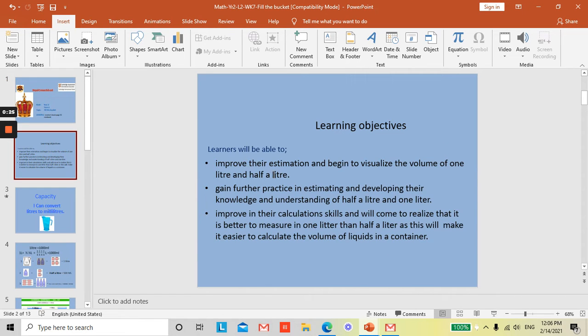Learners will be able to improve their estimation and begin to visualize the volume of 1 liter and half a liter. Gain further practice in estimating and developing their knowledge and understanding of half a liter and 1 liter. Improve in their calculation skills and will come to realize that it is better to measure in 1 liter than half a liter, as this will make it easier to calculate the volume of liquid in a container. That is our learning objective.